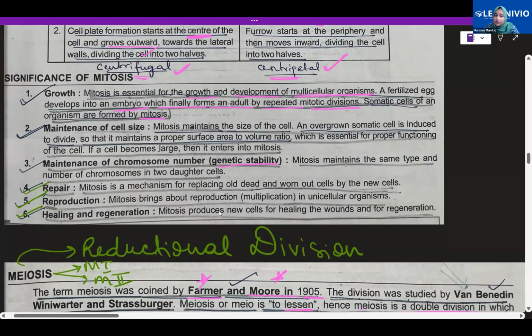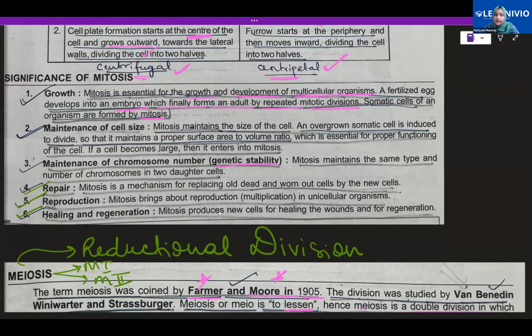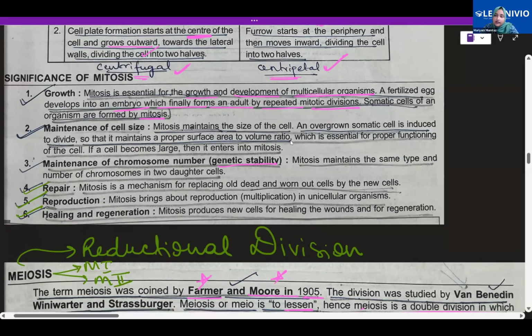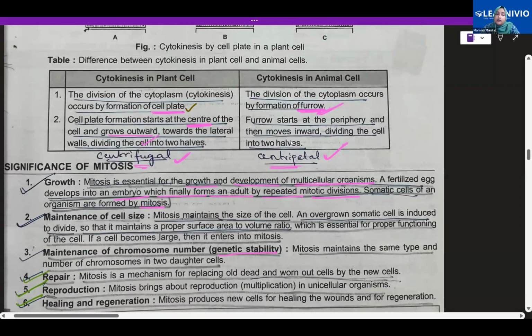Reproduction. Again, like I told you, in unicellular organisms or those organisms that have asexual reproduction, they can use mitosis as their reproduction method. And the last one is healing and regeneration. So mitosis produces new cells for healing the wounds and for regeneration. Clear? Any doubts, students?